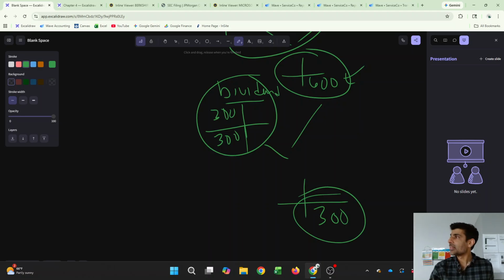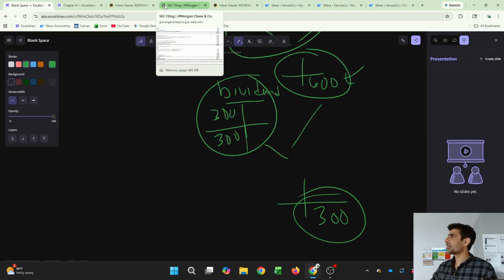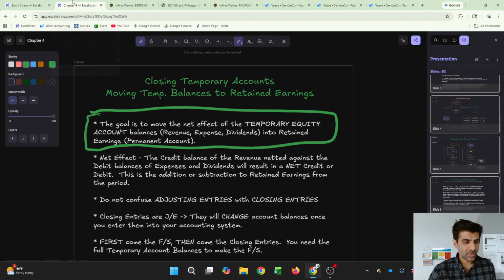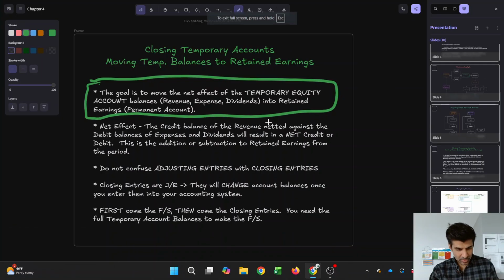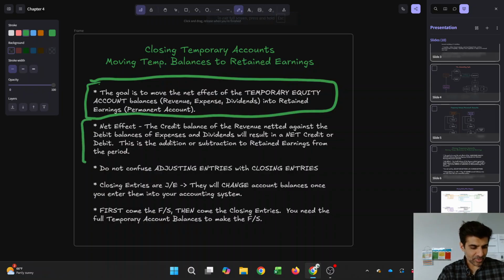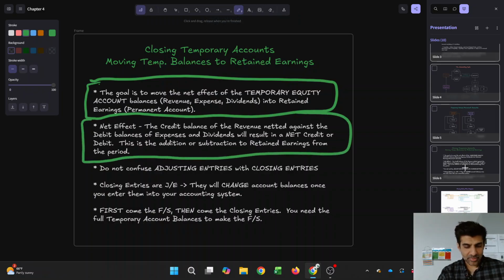So that's essentially what we're going to do. Through a series of journal entries, we're going to move the balances around and get this net effect. So again, I just described it here. What this bullet point is saying is you're going to take the credit balances of the revenues and the debit balances of the dividends and expenses, and net them together.